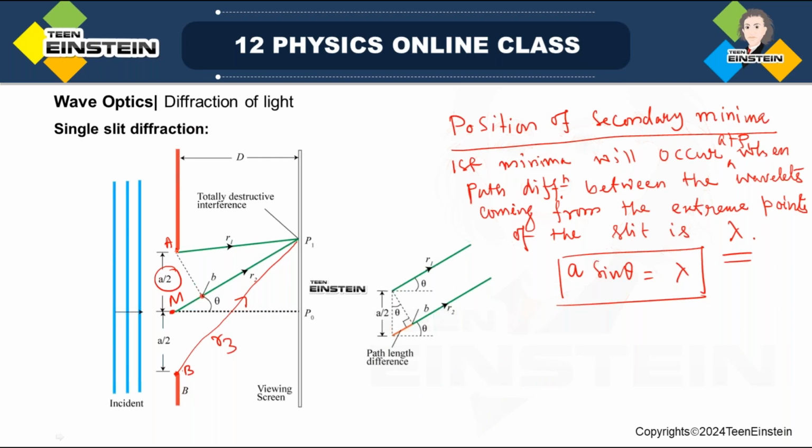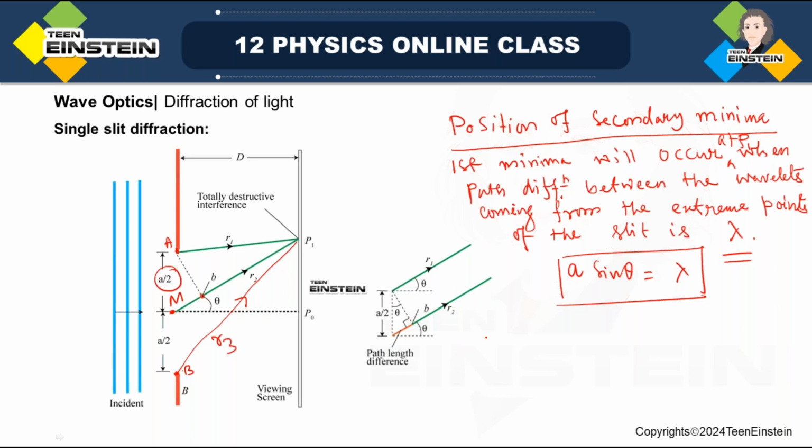See, if the path difference due to the whole slit is lambda, then when I make two halves, the ray from the topmost point and the middle point will have path difference lambda by 2. Okay, so this can be easily proved.